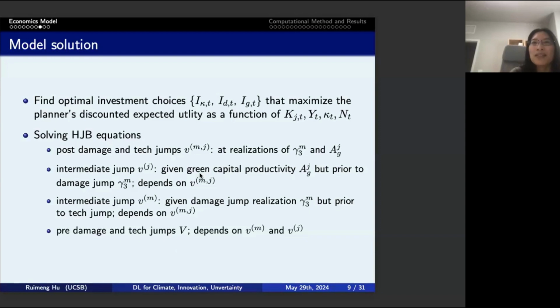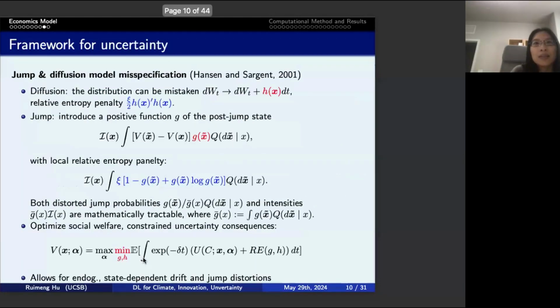But basically, for the numerical side, we need to solve the VMJ first, and then solve VJ and VM, which could be done in a parallel manner, and then we solve the capital V in the end. Okay, and go to the next part.